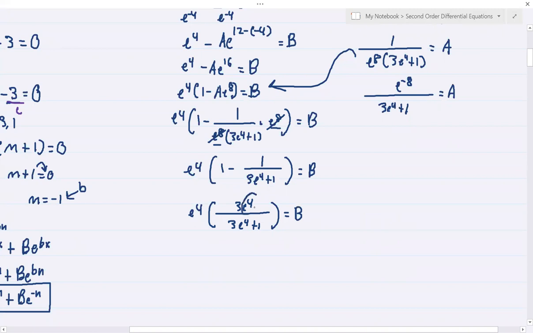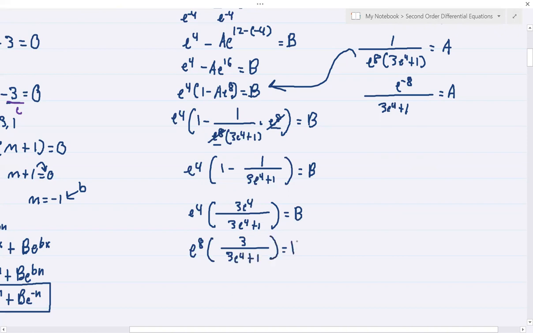Or you can factor out e raised to 4 here. There's no problem. You can bring out e raised to 4 here. So we will have e raised to 4 times e raised to 4 times quantity 3 all over 3e raised to 4 plus 1. So, as a result, if you're going to simplify it, we will have e raised to 8 times quantity 3 all over 3e raised to 4 plus 1.